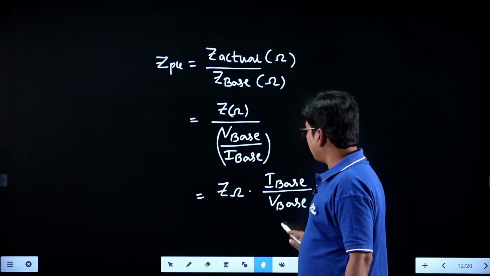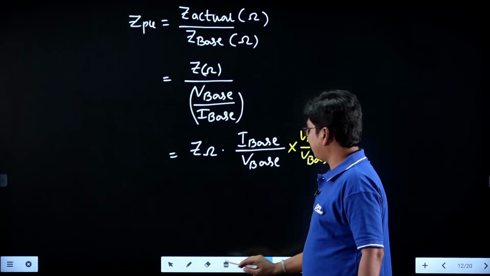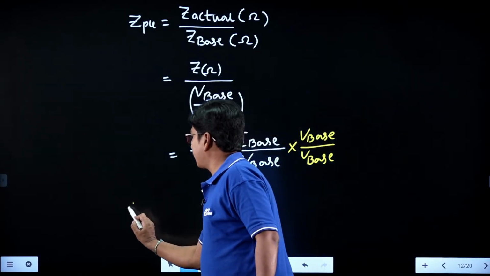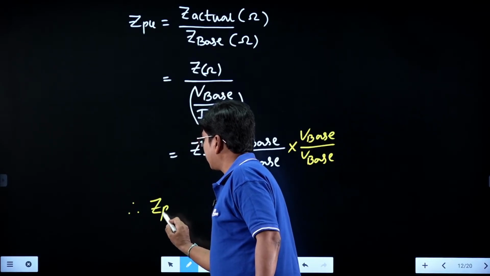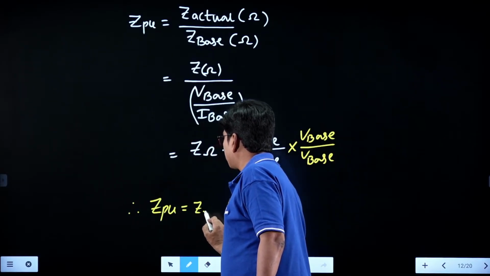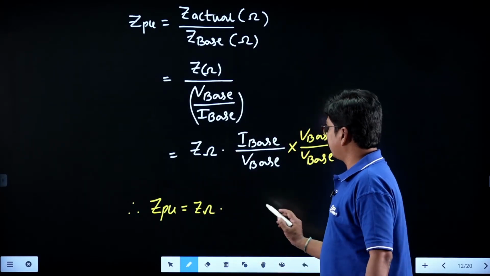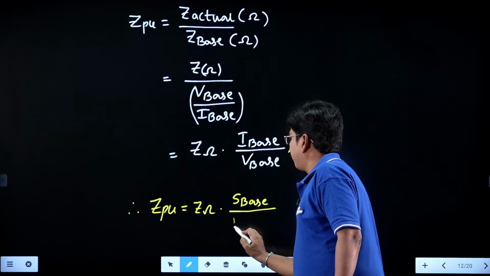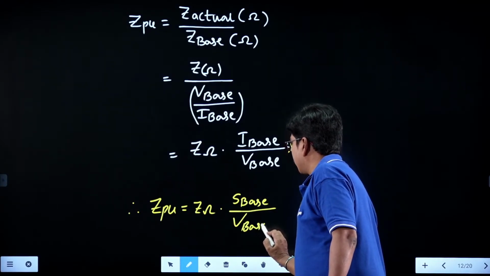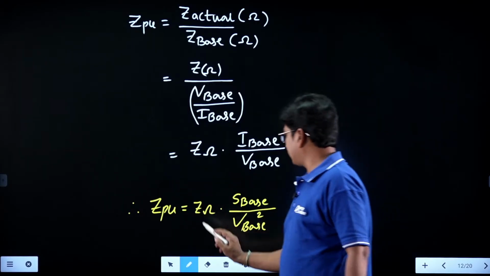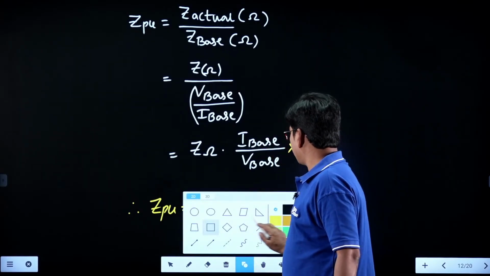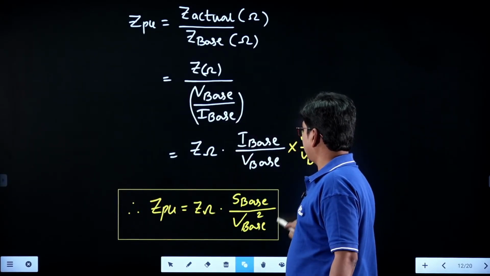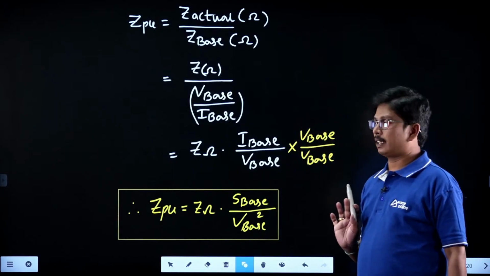Therefore, the per unit value of any impedance quantity, Z per unit, is nothing but Z in ohms into S base divided by V base square. That is the per unit value of this quantity, students. Clear, right? Like that we can calculate.